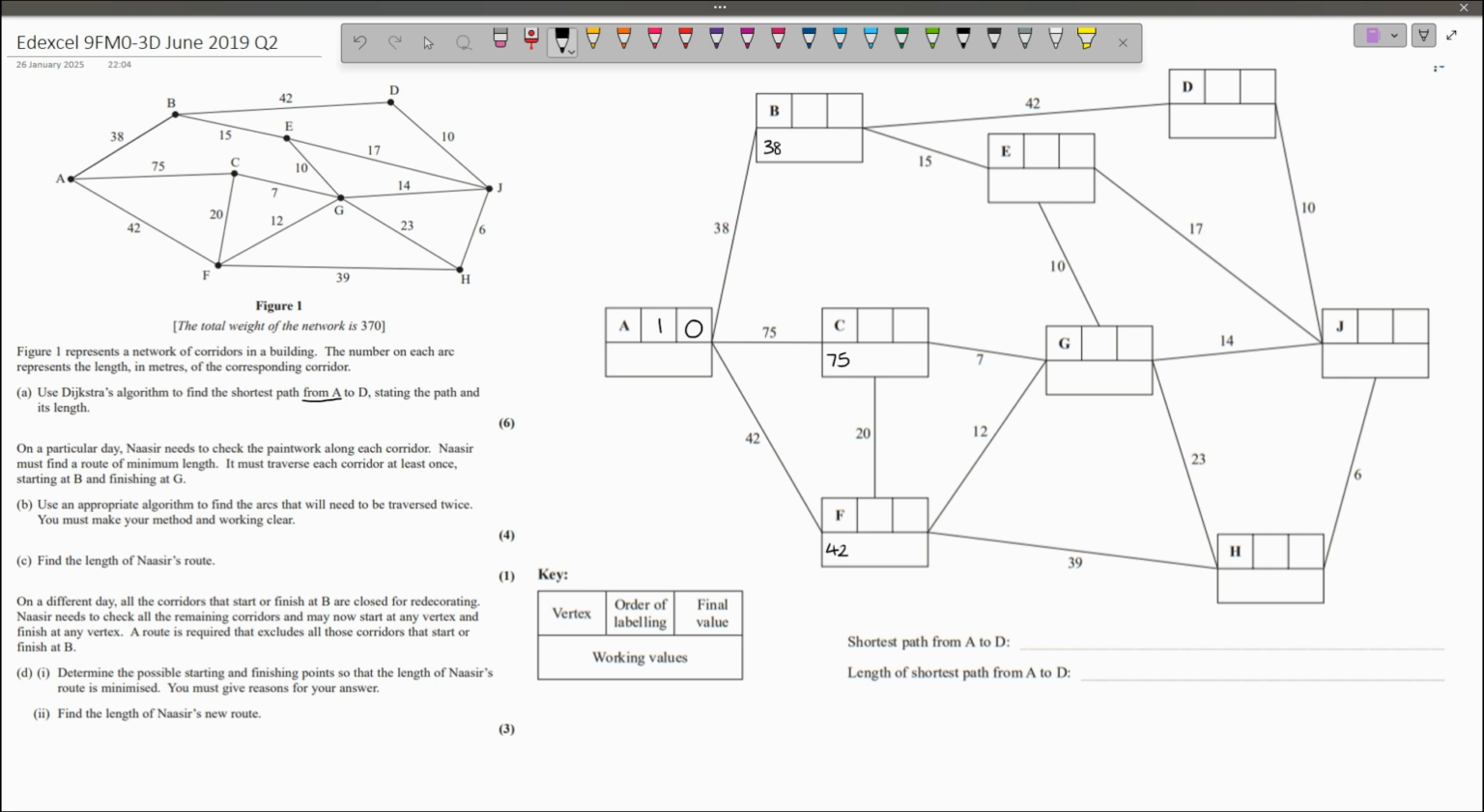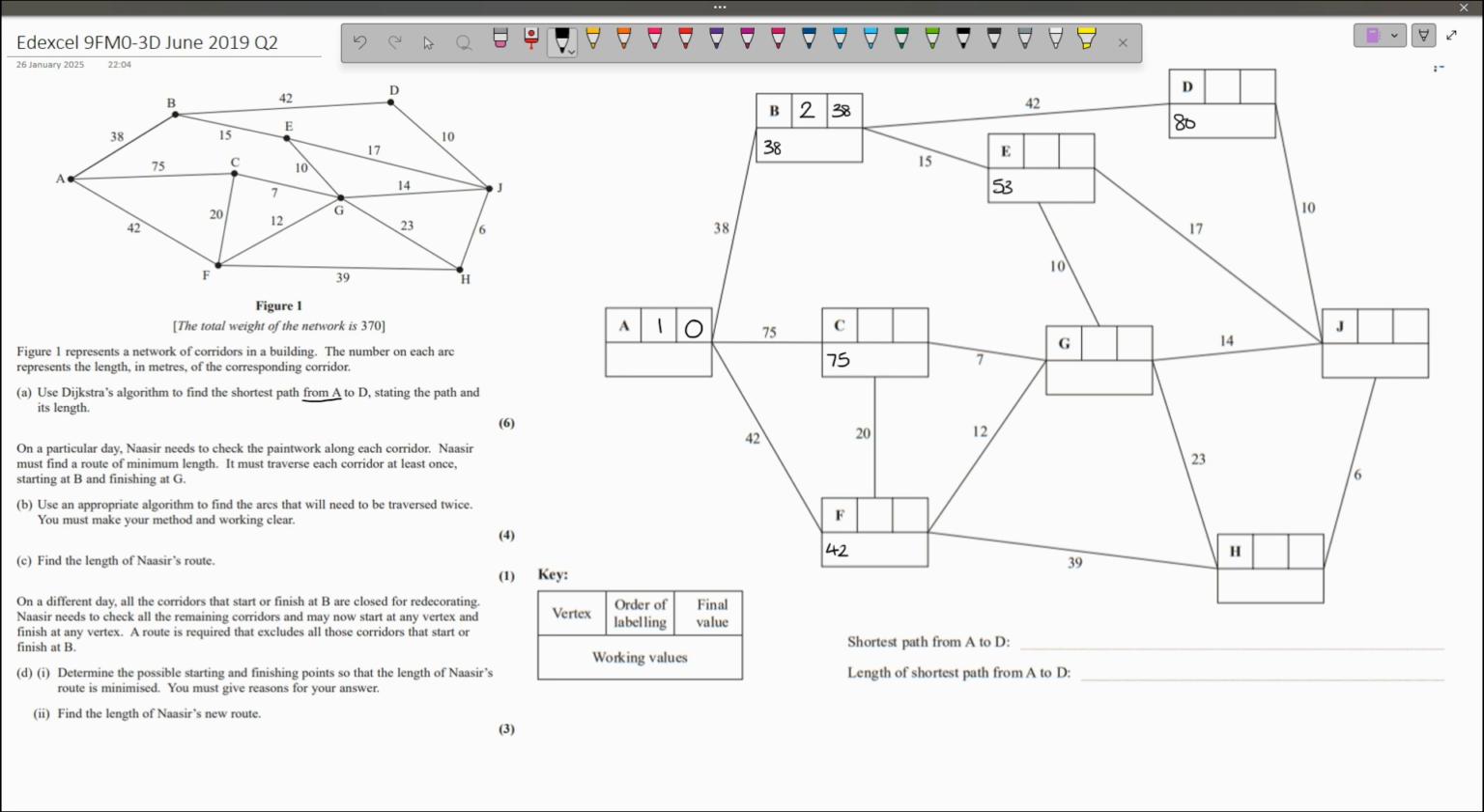Of all the working values of vertices we've not visited, B has the smallest one. So I'm going to visit B next. So I'm visiting B second, and I'm going to finalise value 38. So now I'm going to update all of the working values of vertices attached to B. So I'm going to get 53 for E, because that's 38 plus 15. I'm going to get the value 80 for D.